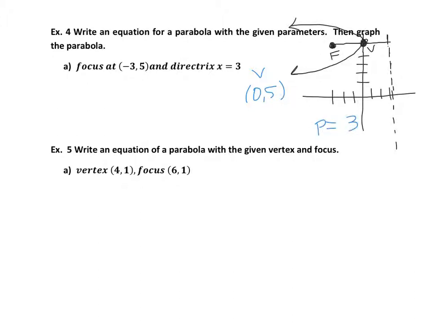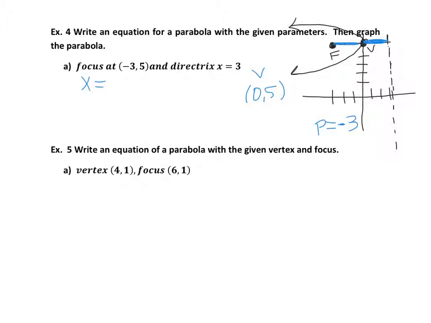There are 3 units between our vertex and our focus, and our vertex and our directrix. Right? The distance from here to here is 3, and from here to here is 3. So p is 3, but because it's facing left, it's -3. That also means that it is an x equals equation.